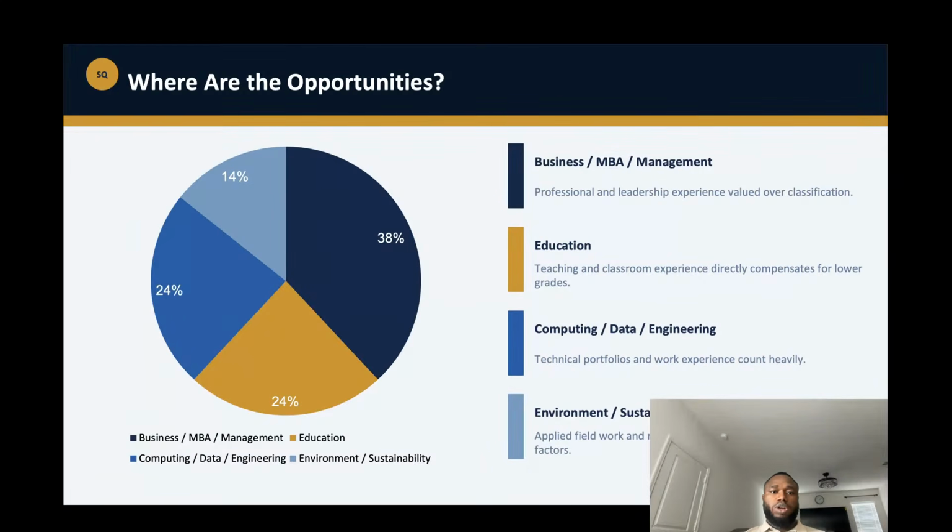So like I said before, what are the opportunities? One is in business, MBA and management. Second is in education. Third is in computing, data science, data analytics, AI, engineering, and the last one is environment and sustainability. These areas of endeavor are important because, like I said before, your professional experience can cover for your lack of a 2-1 or a 2-2.